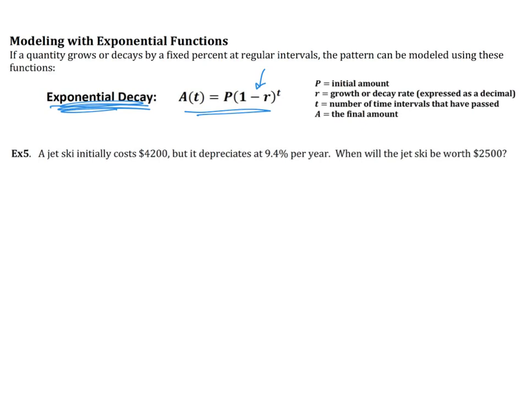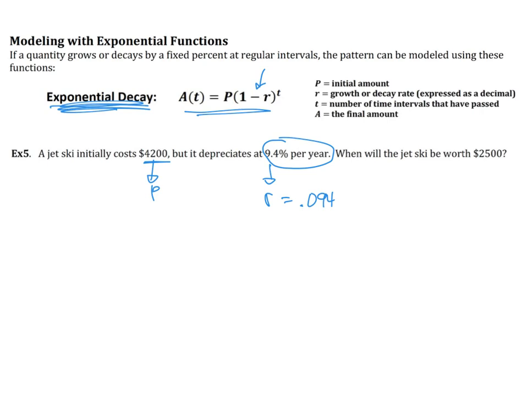So let's read the problem. Example 5, a jet ski initially costs $4,200, but it depreciates each year by 9.4%. So initial cost, that's my P, 9.4%, that's my rate, which I'm going to change to a decimal.